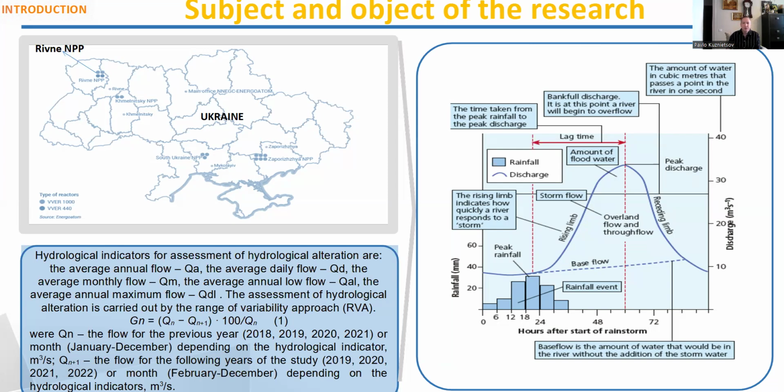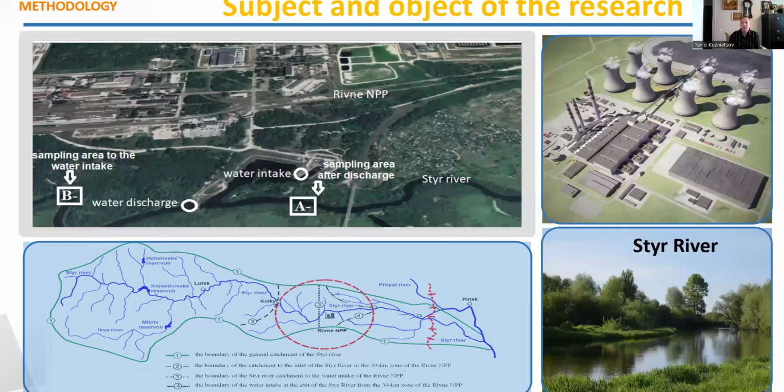The assessment of hydrological alteration is carried out by the range of variability approach, RVA. The RVA requires an assessment based on differences in the characteristics of the flow between two defined periods. The object of research is the hydrological alteration and water temperature of the river in the zone of water use and consumption by the Rivne nuclear power plant, under the influence of discharge of return water from an open recirculating system.